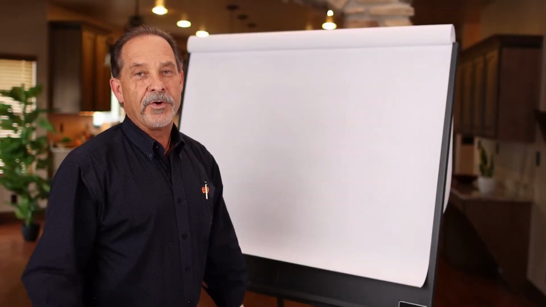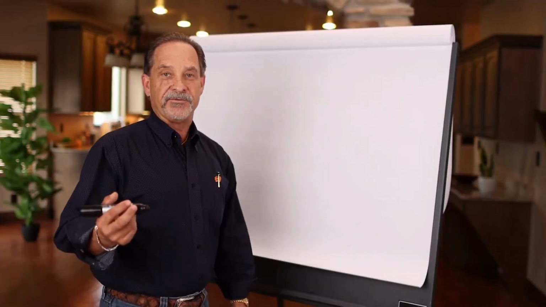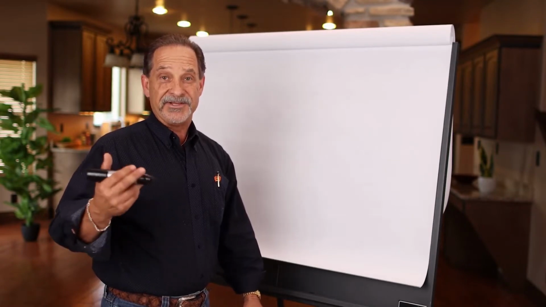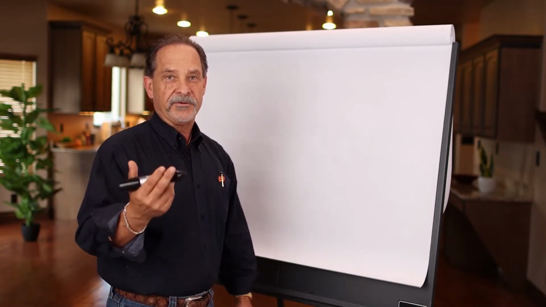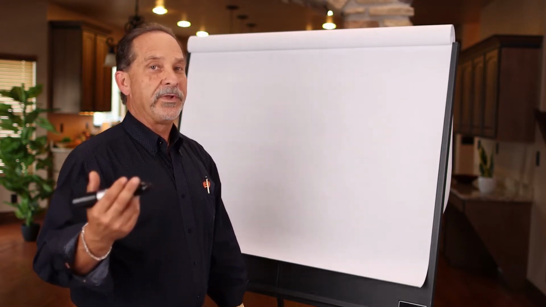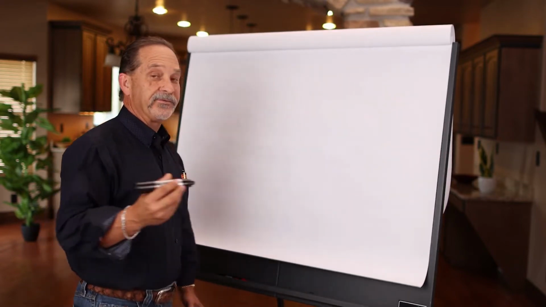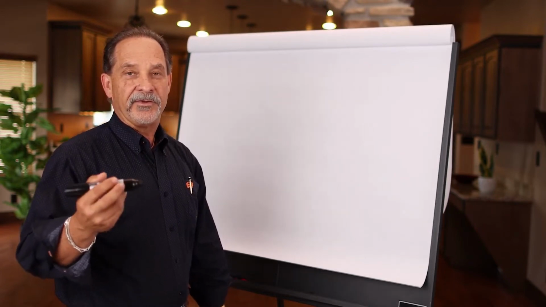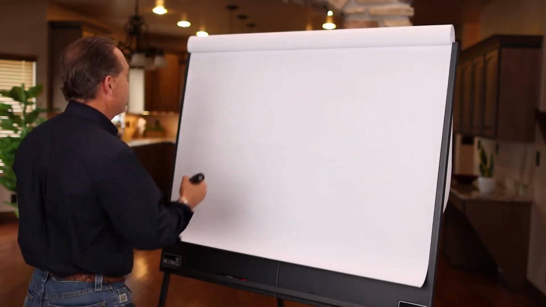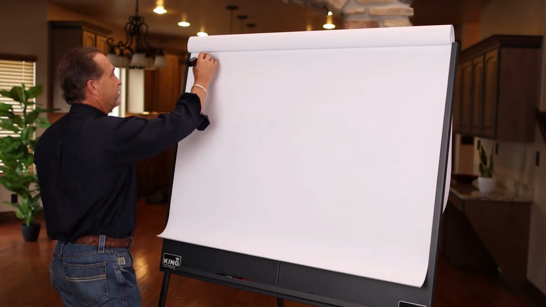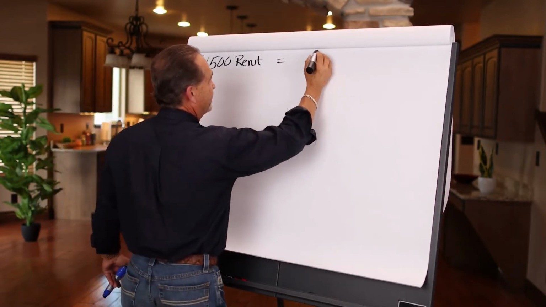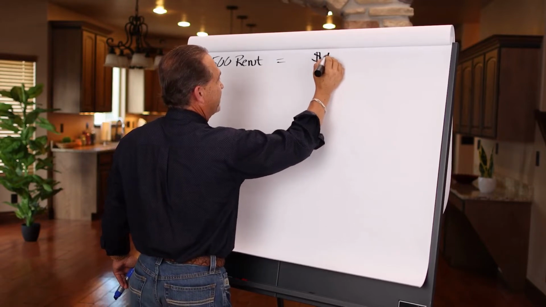All right, so let's go over the numbers. Now, in a previous video, we had used a rent formula where we backed into a rent. The rent was $1,500. We needed to know what we could sell the house for. And we established through that rent formula that we could sell that house for $165,000. So based on a $1,500 rent, we established that we could sell the house for $165,000.